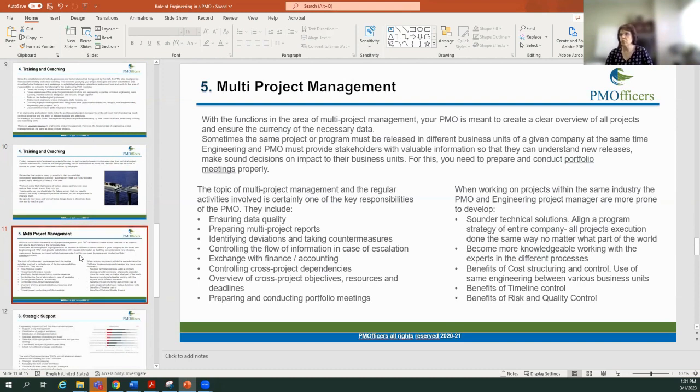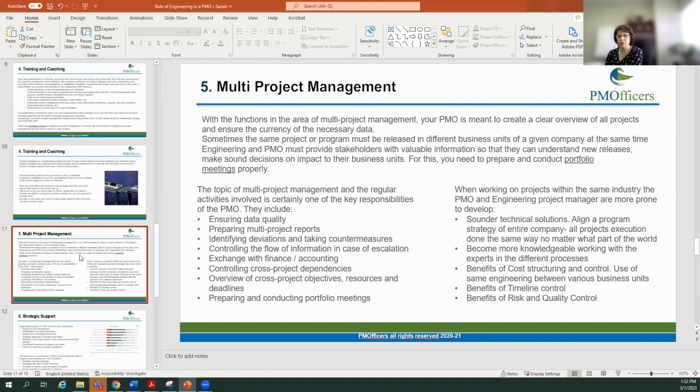So going into multi-project management, with the functions in the area of multi-project management, the PMO is meant to create a clear overview of all the projects and ensure the currency of the necessary data. Sometimes the same project or program must be released in different business units of a given company at the same time. Engineering and PMO must provide stakeholders with valuable information so that they can understand those new releases and make sound decisions on impact to their business unit. For this, you need to prepare and conduct portfolio meetings properly.